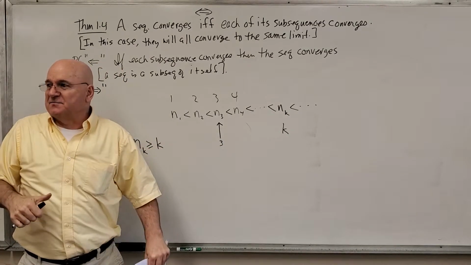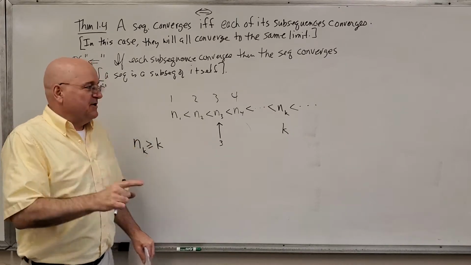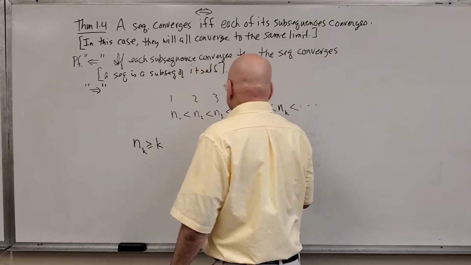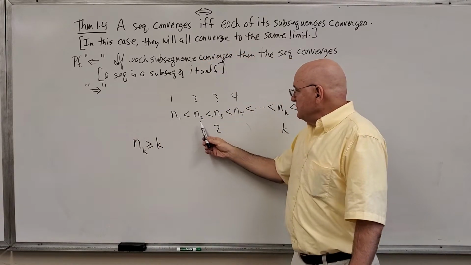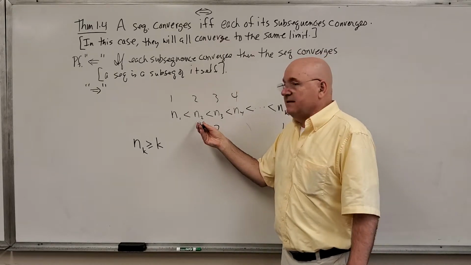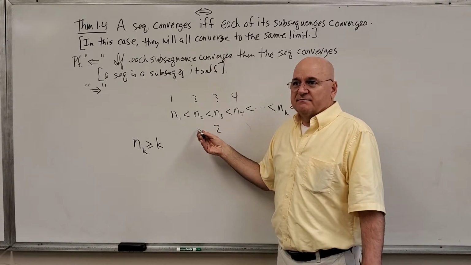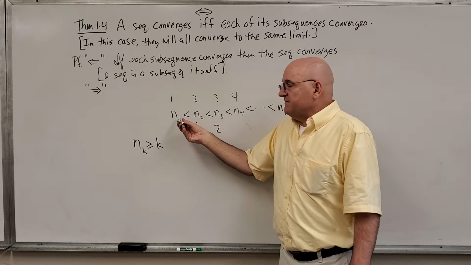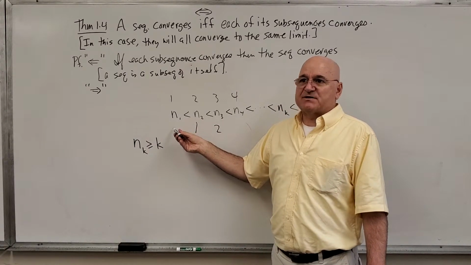I don't think that description helped at all. But just note that it's impossible. Try to make this a 2. Well, if that's a 2, this number has to be less than that number, which means it has to be a 1 or smaller, but we're in the natural numbers, so it makes it a 1, which leaves no natural number for that.